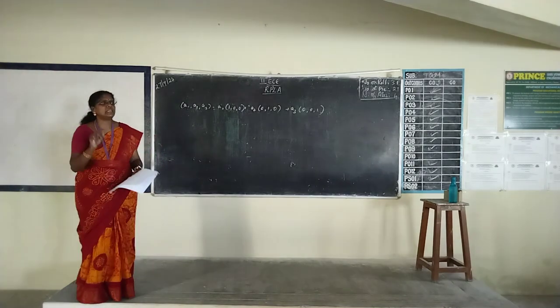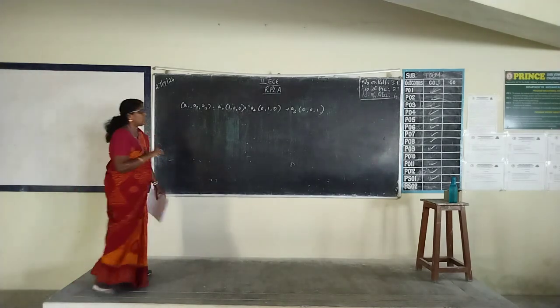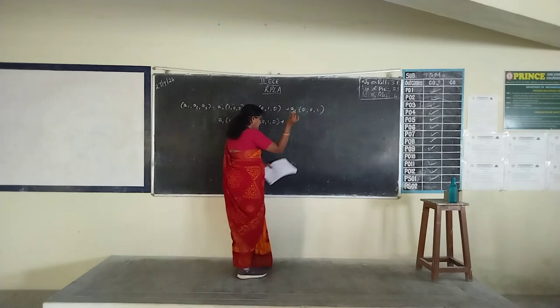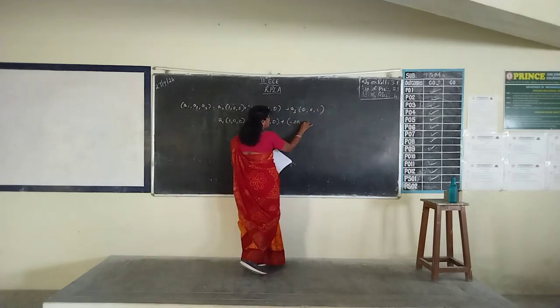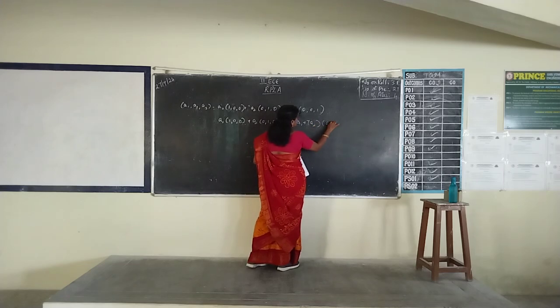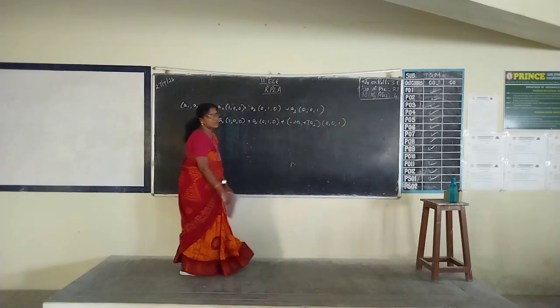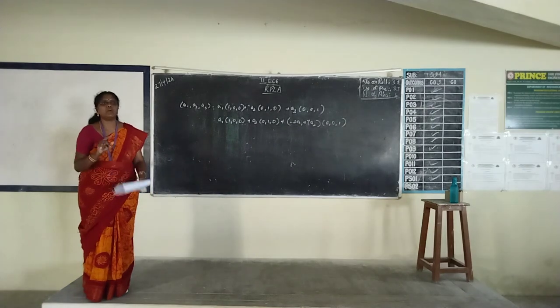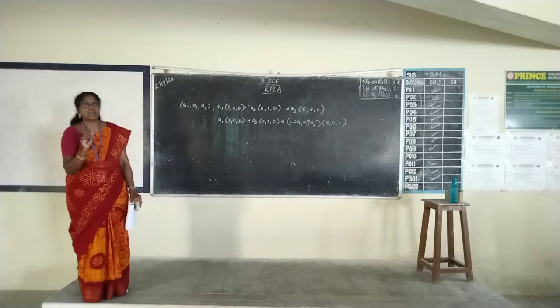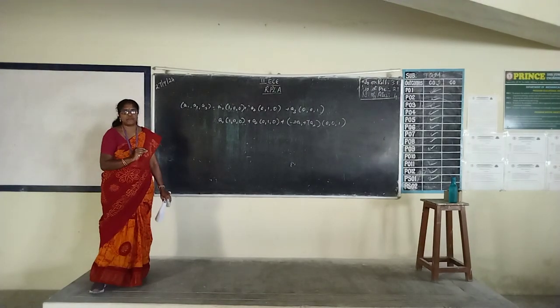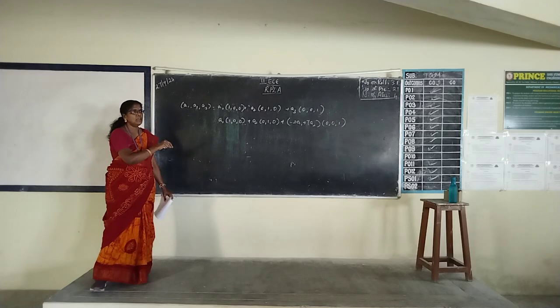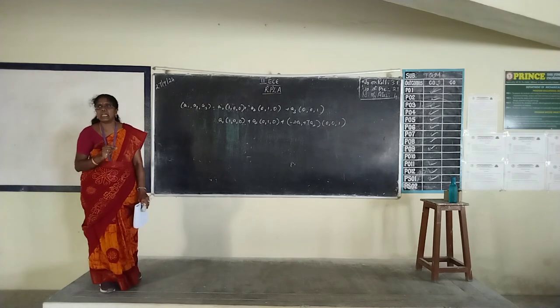But already we found a3 in terms of a1, a2, so replace that one. a1 into (1,0,0) plus a2 into (0,1,0) plus, what is a3? Minus 2a1 plus 7a2, into (0,0,1). Now we must simplify this and write it as a combination of a1 and a2. Because we are trying to find the basis, it should have the minimum number of elements. So we have converted a3 in terms of a1 and a2. Now normal simplification and rewrite this as a linear combination of a1, a2.